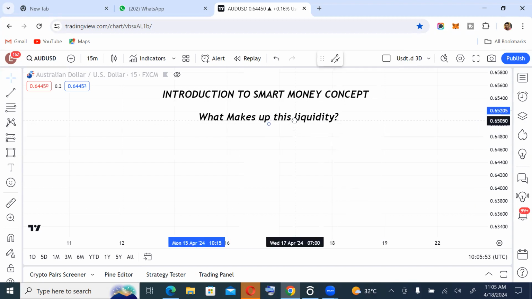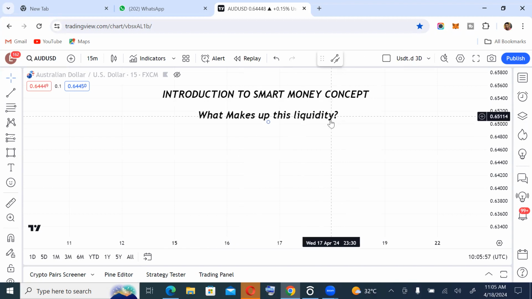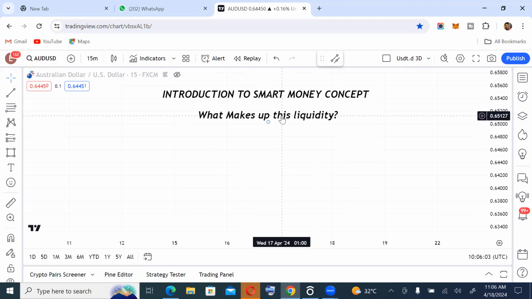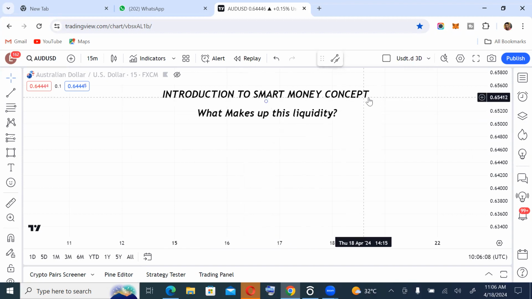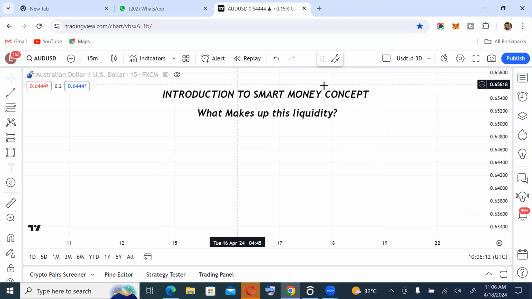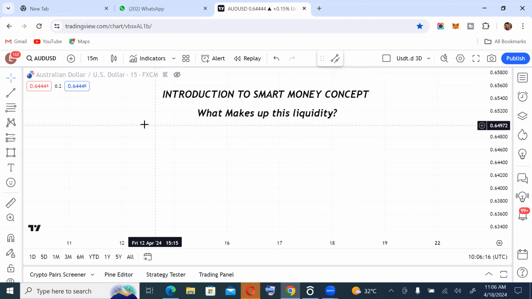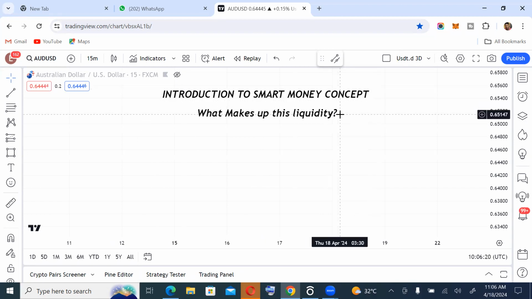This liquidity we're talking about is represented as stop losses. Now, why is it called stop losses? I'm going to explain. Before I proceed further, I also want to reiterate what I said, for those of you just joining in, that liquidity simply means how easily or how quickly you can transfer assets to cash.